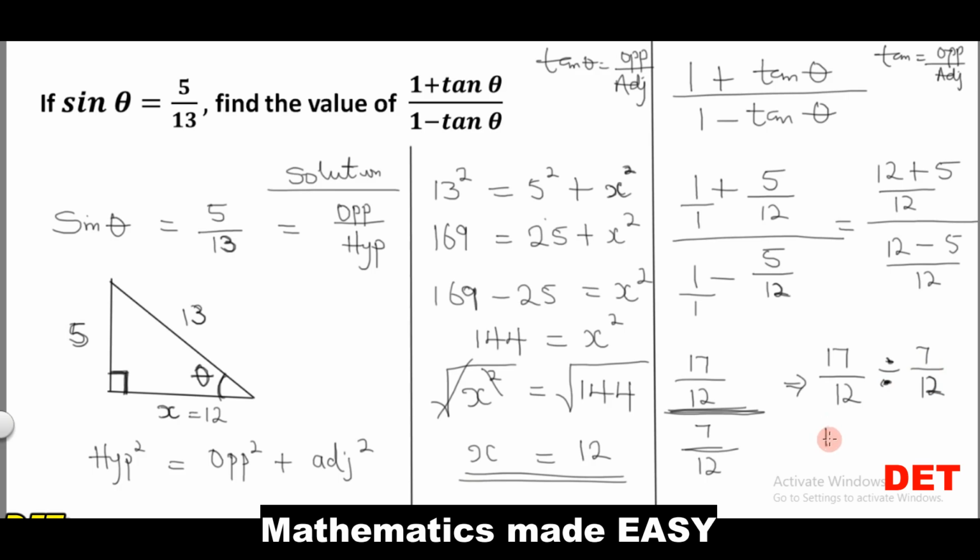So this will be 17/12 times 12 over 7. What I did here is convert this division to multiplication. When you convert division to multiplication, you invert the fraction, turn it upside down. That is what we've just done here. My 12 will come up and my 7 will come down. So this 12 will cancel out this 12, and what I now have is 17 all over 7.